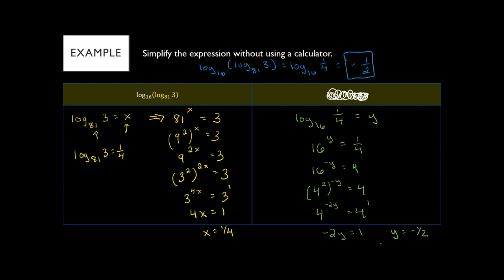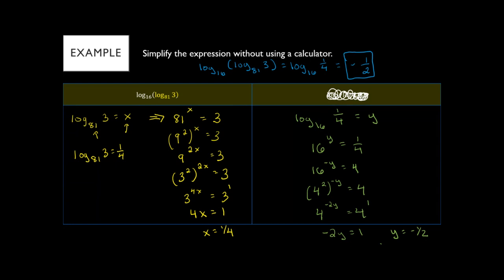So we simplified this expression without using a calculator. What we used is the rules of exponents, or basically the definition of a logarithm. We took our logarithm, we rewrote it in its exponent form, and then we manipulated the exponent so that we can get the bases to be the same, because that's the whole goal with logarithms: you want to have the same base. And then that allowed us to set the exponents equal to each other and solve.